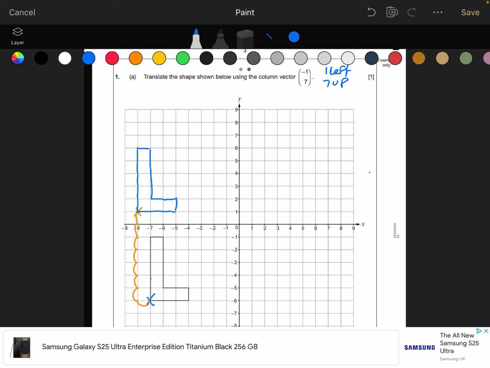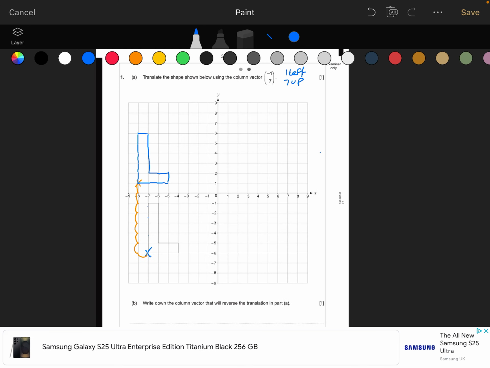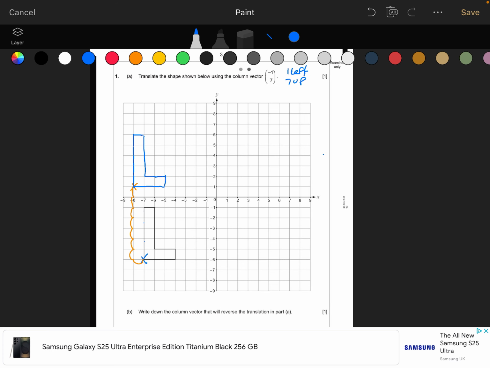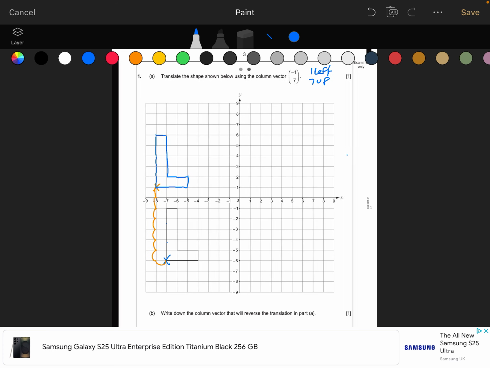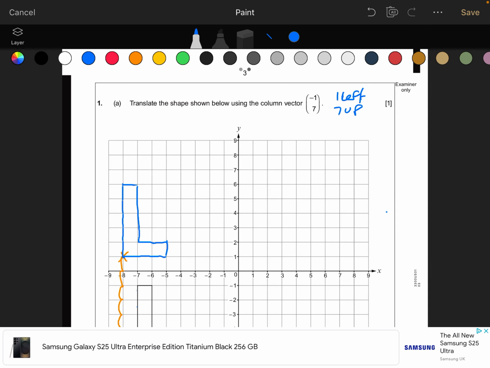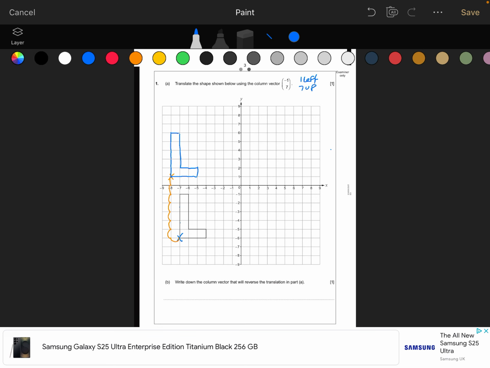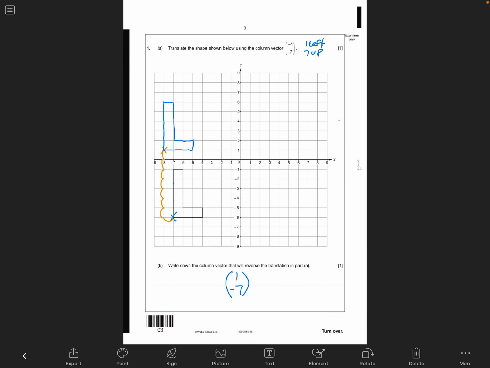Okay, and then on part 2 it says write down the column vector that will reverse the translation in part A. In other words, if we go 1 left and 7 up, when we're reversing that we need to go 1 right and 7 down. So our vector will be 1 right is 1 and 7 down will be -7. And that's answered question 1. Let's move on to question 2.